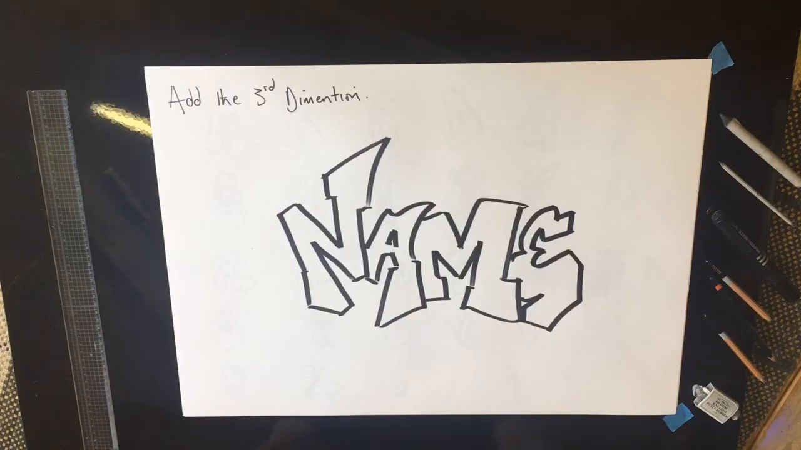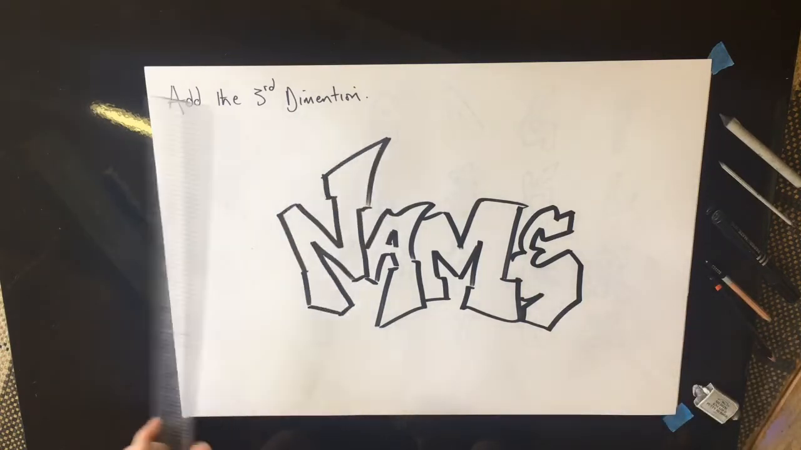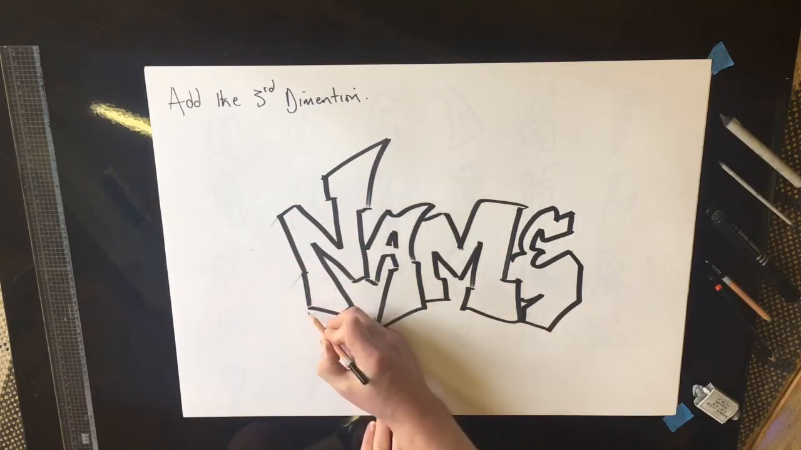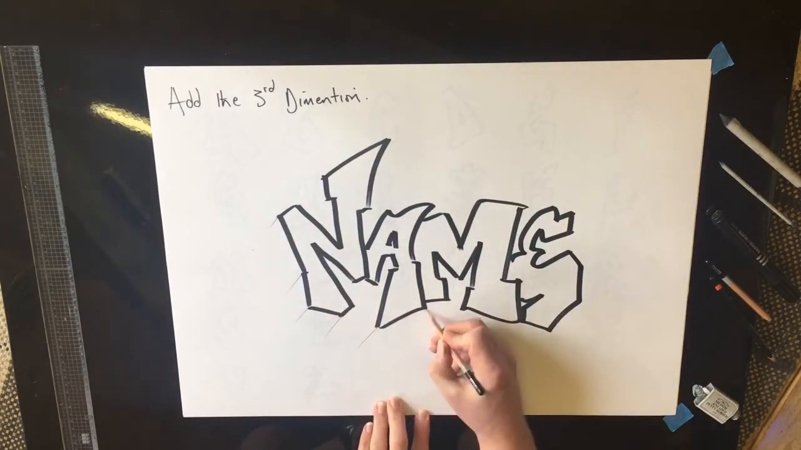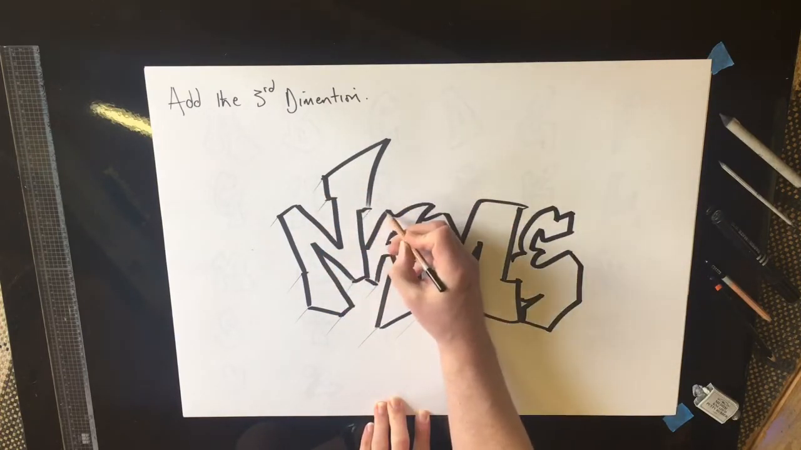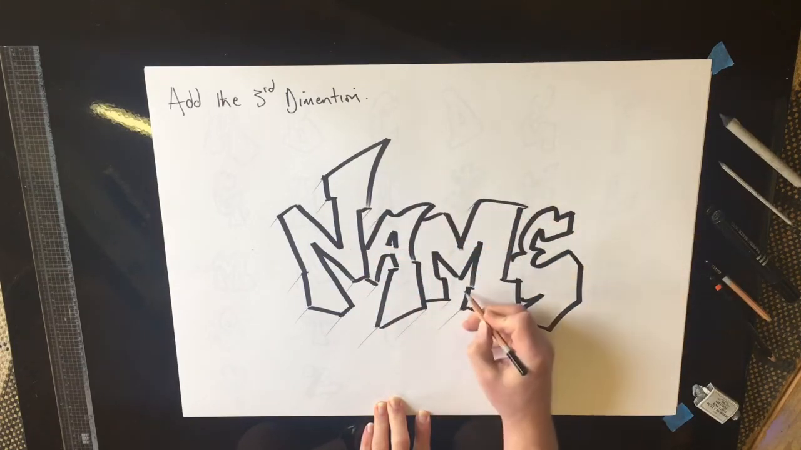So, add the third dimension. So, I'm going to do you a demo. You do not need to write my name. You can do your own name, okay? But what I thought I'd do is just quickly write out my name and show you quickly how I would do 3D. Now, I could use a ruler, but for graffiti, you tend to just do it by eye. So I'm just going to angle off of all the corners. All the same.